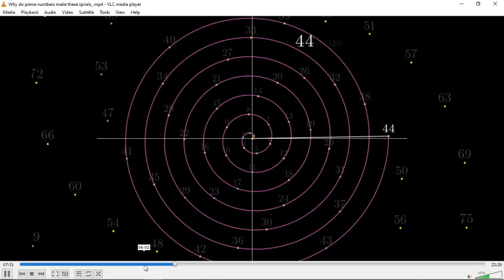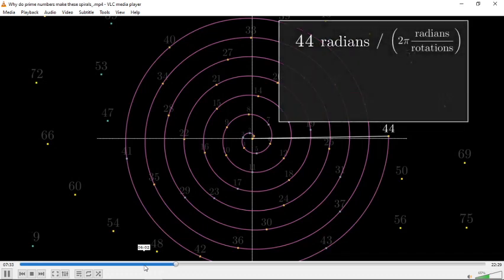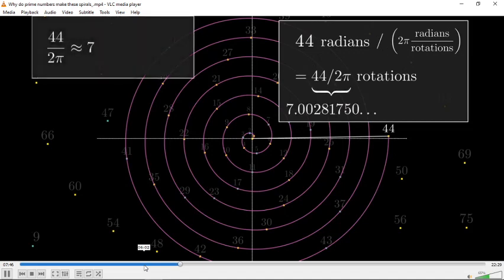Here, let's compute it. There are 2 pi radians per rotation, right? So taking 44 steps, turning 44 radians, gives a total of 44 divided by 2 pi rotations, which comes out to be just barely above 7 full turns. You could also write this by saying that 44 sevenths is a close approximation for 2 pi, which some of you may better recognize as the famous 22 sevenths approximation for pi.